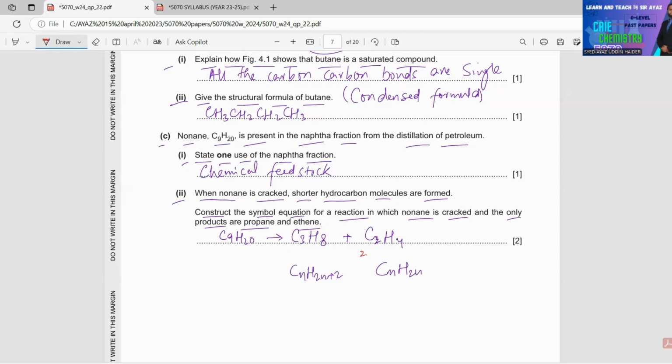So now if I place 3 before ethene, we'll have 3C2H4. 3 times 2 is 6, 6 plus 3 is 9. Now carbon is balanced. What about hydrogen now? 3 fours are 12. 12 plus 8 is 20. It means we have to place 3 here. This is balanced now.